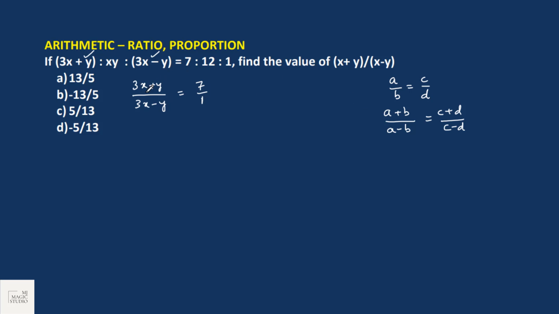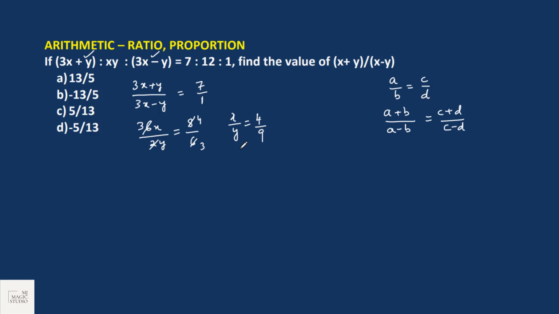If I use componendo dividendo here, 3x plus y plus 3x minus y will be 6x upon 3x plus y minus 3x plus y will become 2y. 7 plus 1 is 8 by 7 minus 1 is 6. So 2, 3 and this is 2, 4, 3. So x by y would be 4 by 9.